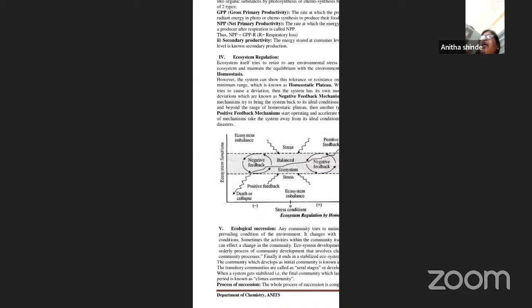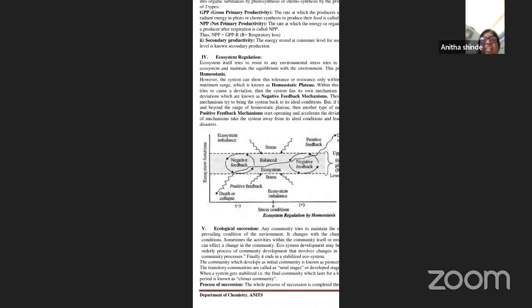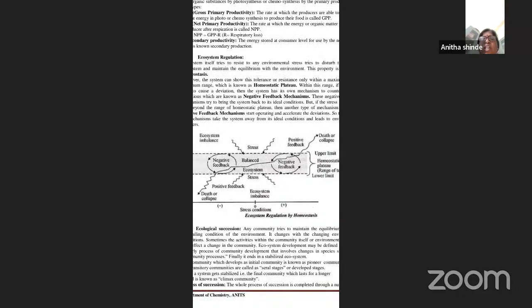So the environmental change itself will directly cause a change in the community. In that case, ecological succession will take place, so ecosystem development will take place. Here the ecosystem will try to undergo a change. Because of climate change, the whole ecosystem itself will try to undergo a change. That is nothing but ecosystem development or ecological succession.